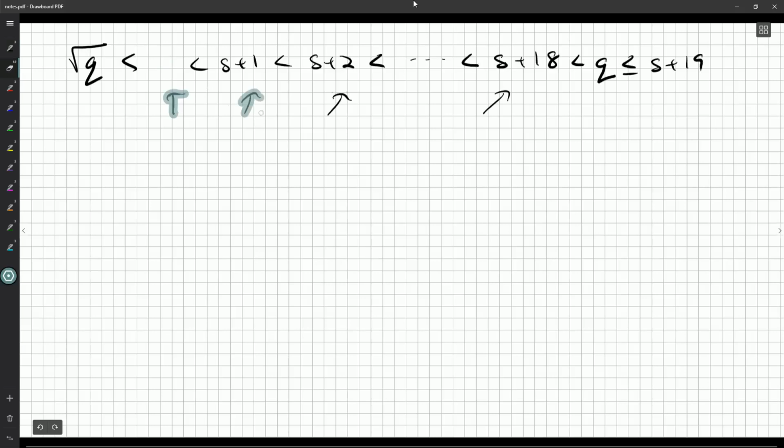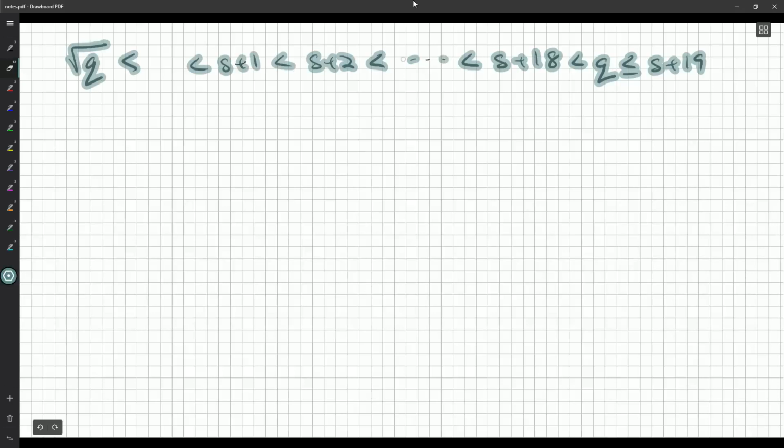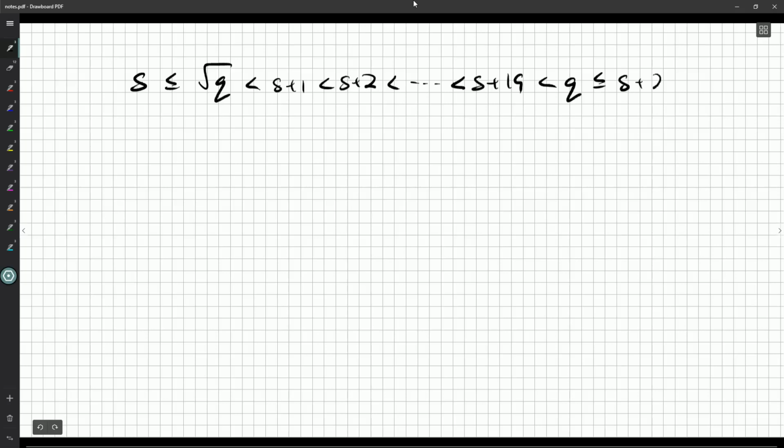Actually, let's renumber this a little nicer. I can write this better. I specifically want s to be less than or equal to root q. Then s plus 1 is the smallest integer that's bigger than root q. And this will also make things a little easier to count, because now s plus 19 is the 19th integer in between the two. That's got to be less than q. It has to be less than or equal to s plus 20. Okay, so that needs to be true, I guess.